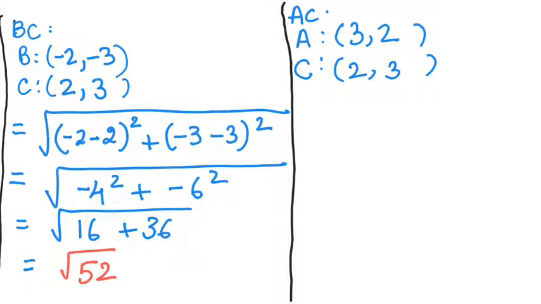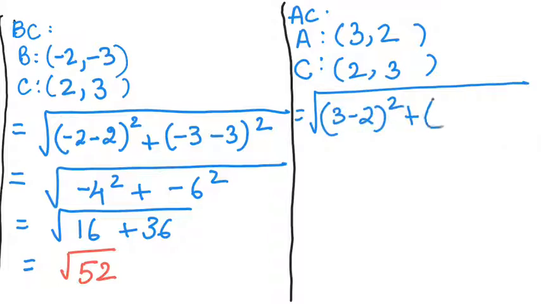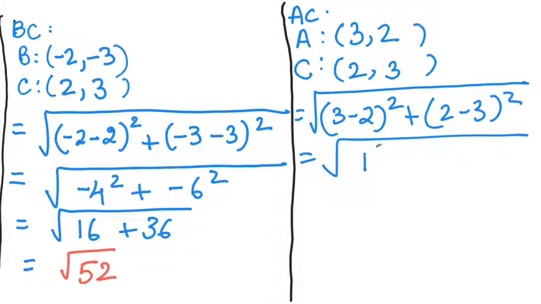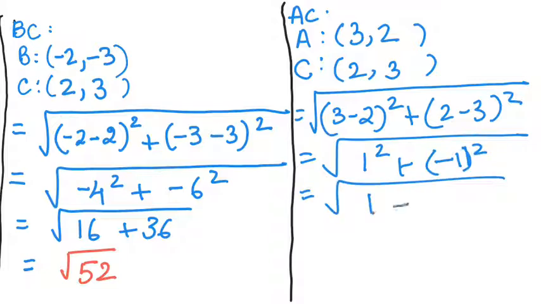And now we find the distance between A and C. So simply again putting in the formula, 3 minus 2 the whole square plus 2 minus 3 the whole square. That is, 3 minus 2 is 1 square, 2 minus 3 is minus 1 the whole square. That equals 1 plus 1, which brings us to root 2 units between A and C.